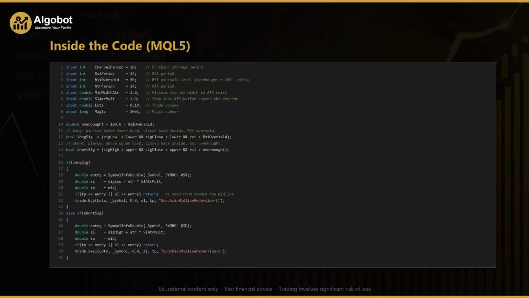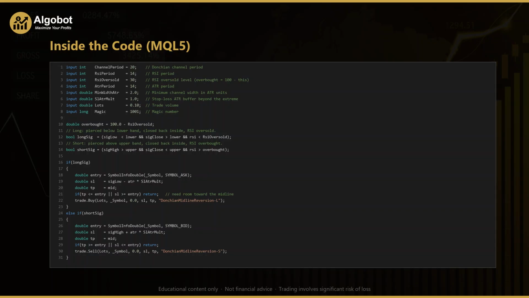ATR period feeds the volatility calculation, MinWidthAtr sets the minimum channel width, and RsiOversold multiple controls how far the stop sits beyond the extreme. Lots is the trade volume, and magic tags the strategy's own positions.